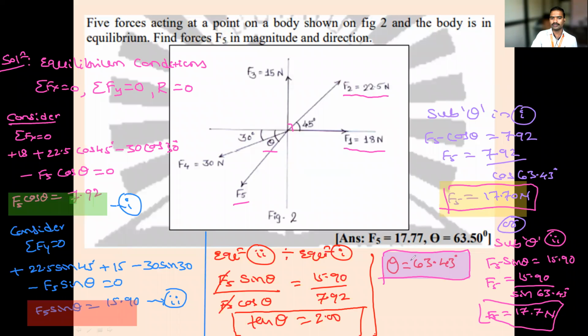Is it clear how you get the answer for F5 and theta? First I applied the equilibrium equation sigma Fx, then sigma Fy. There are two equations and two unknowns. You can solve like this, or by using your calculator. Calculators can directly do this. Okay, I'll take down this one.